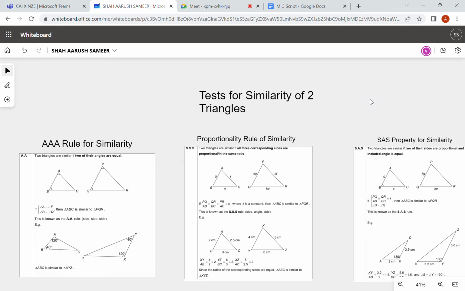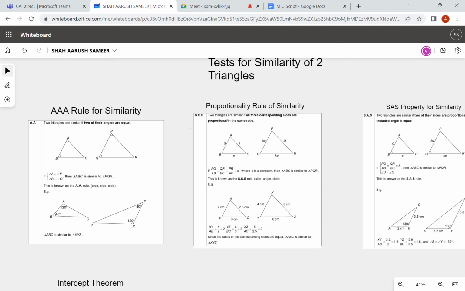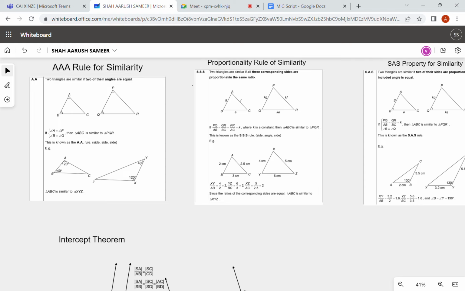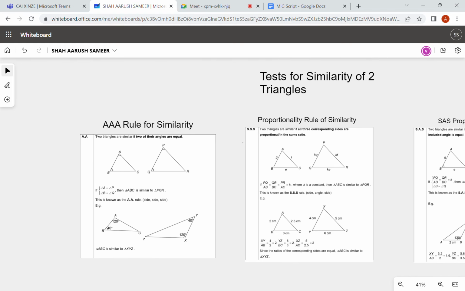Today we are going to be sharing with you about similarity, and we will first walk you through some of the tests of similarity which can prove whether two triangles are similar or not. Then we will be covering the intercept theorem and then we will show you an example problem. So firstly I'll talk about the rules for similarity. We will start off with AAA.